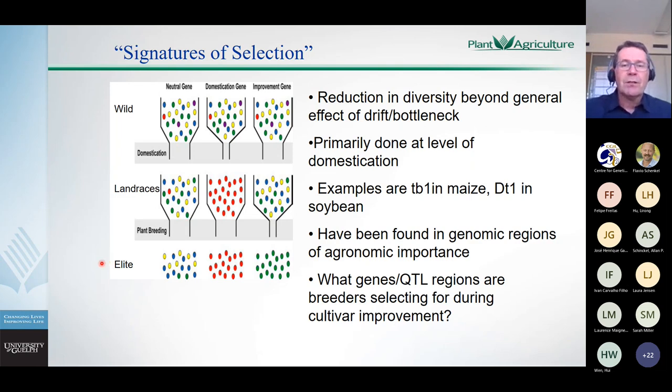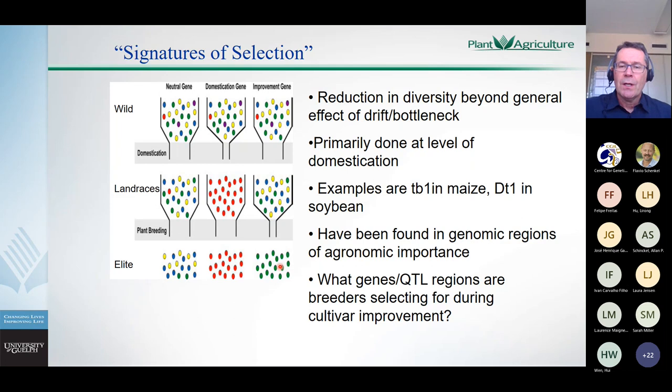So if it's a domestication gene, going from wild to the land races, that would be the red one, and all the land races would have the allele that led to the domestication. If it's a neutral gene, you could still maintain a certain level of diversity through selection, but if it's an improvement gene, let's say for high yield, the more we select for high yield, the fewer the alleles will be left to be selected against or among.